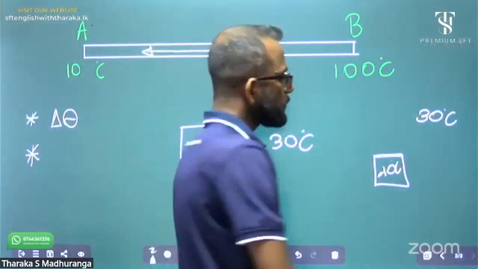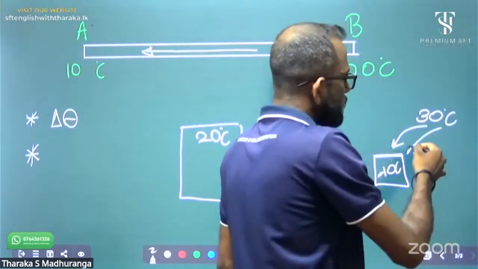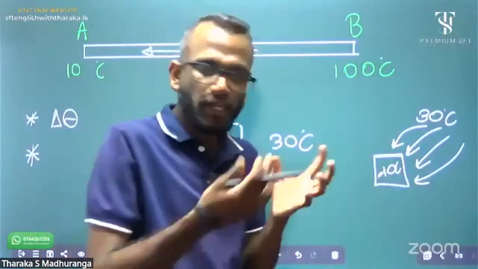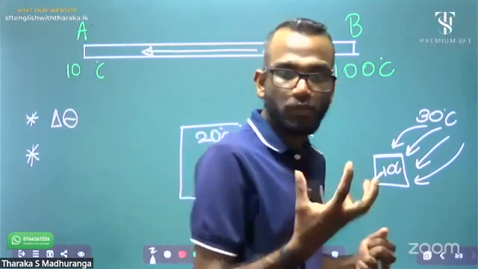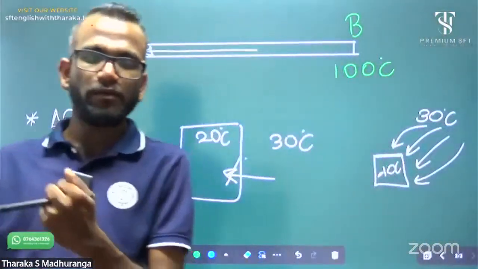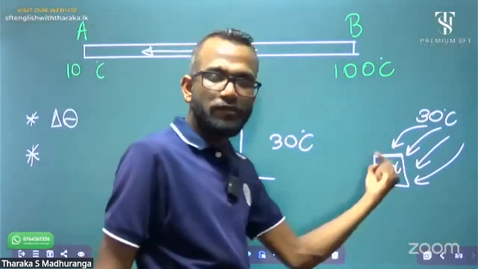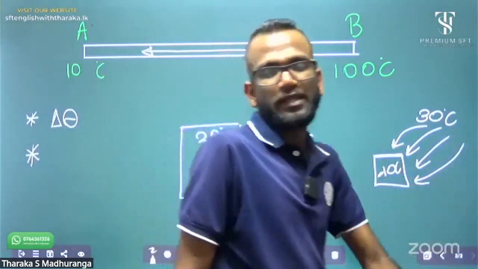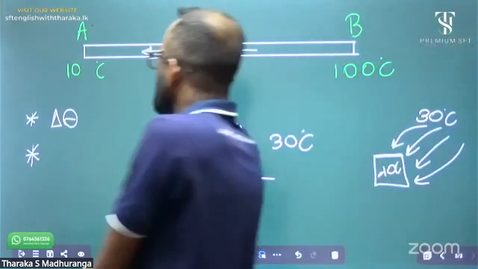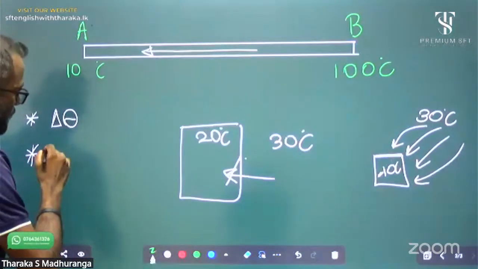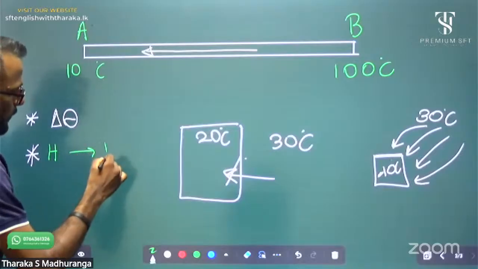Yes, environment to ice. The ice absorbs heat; that we call an endothermic process. Heat is absorbed by the ice cube. That's why it is melting. Melting means solid converts into liquid. That's the name, melting. I will explain in the middle of the lesson. The second point: heat energy always flows from high temperature to low temperature.